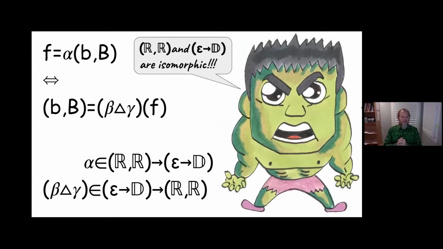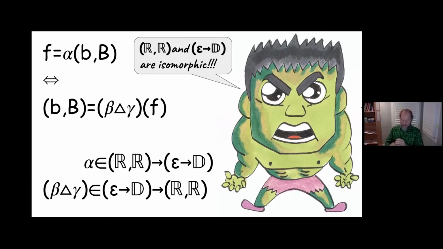All right, so this is where we're at. We started with the dual numbers property, and we reduced it to this cryptic looking formula with f and alphas and betas and gammas. But what this really says is that alpha is an isomorphism between the pair of real numbers and a function from epsilon to d. And that's great.